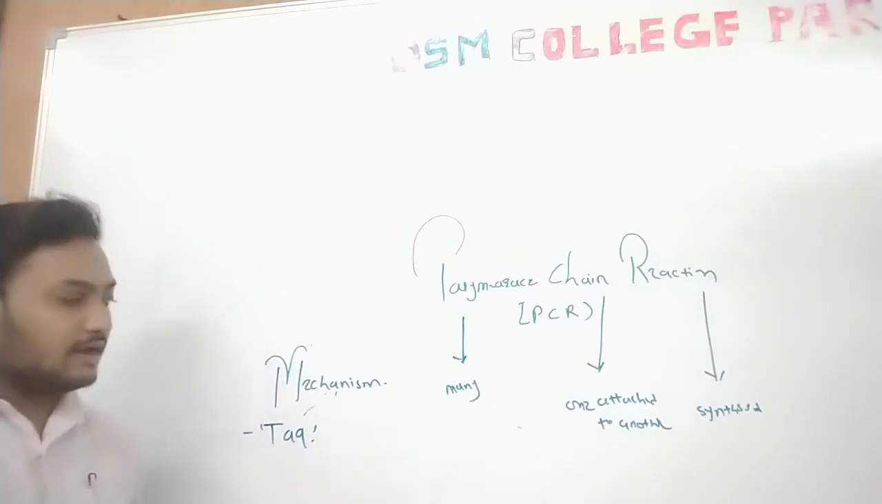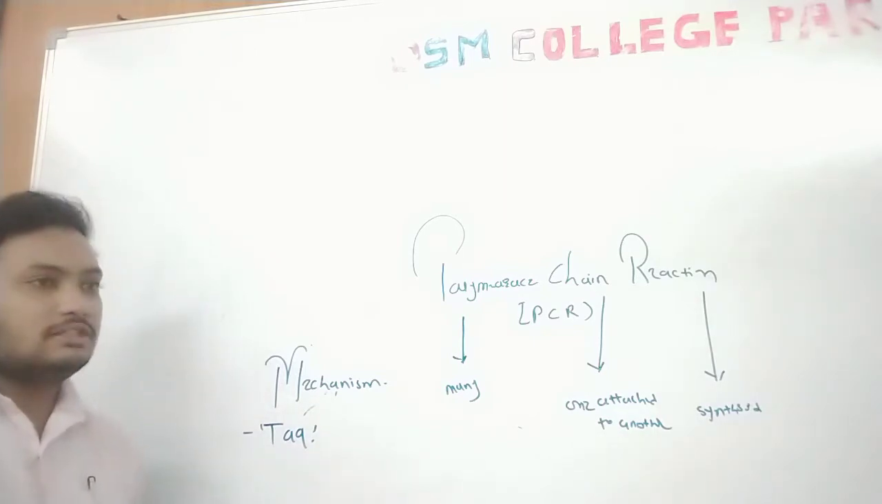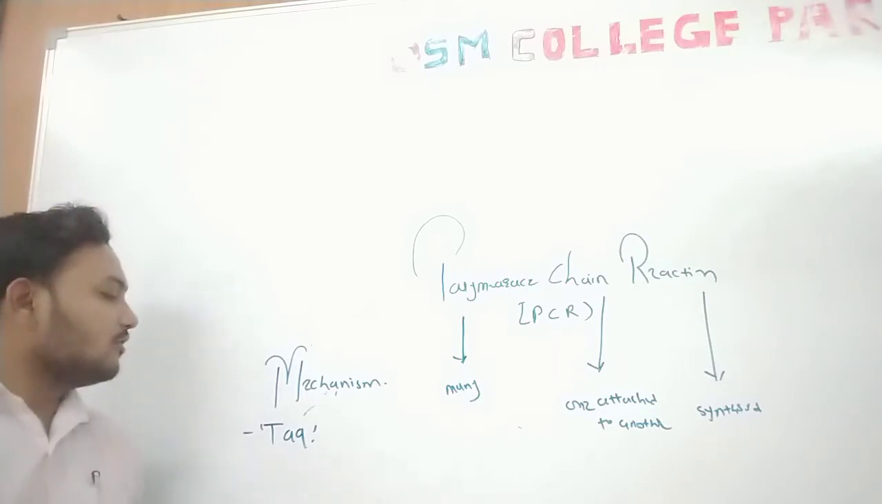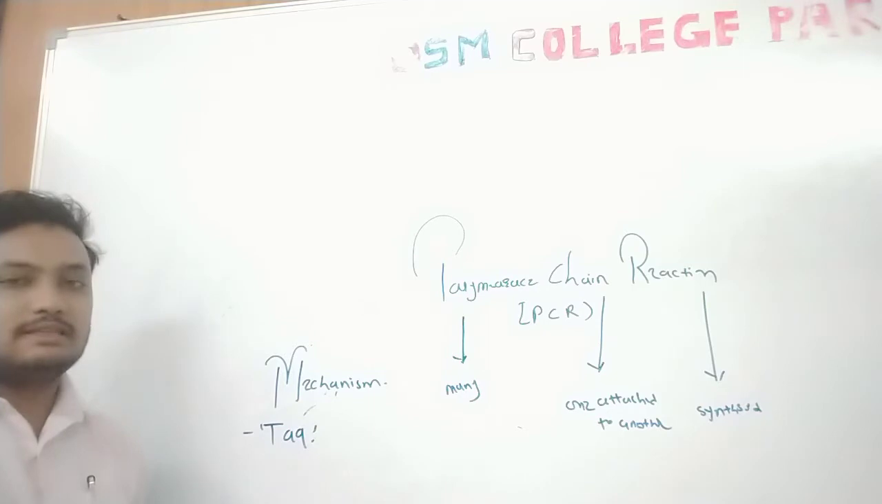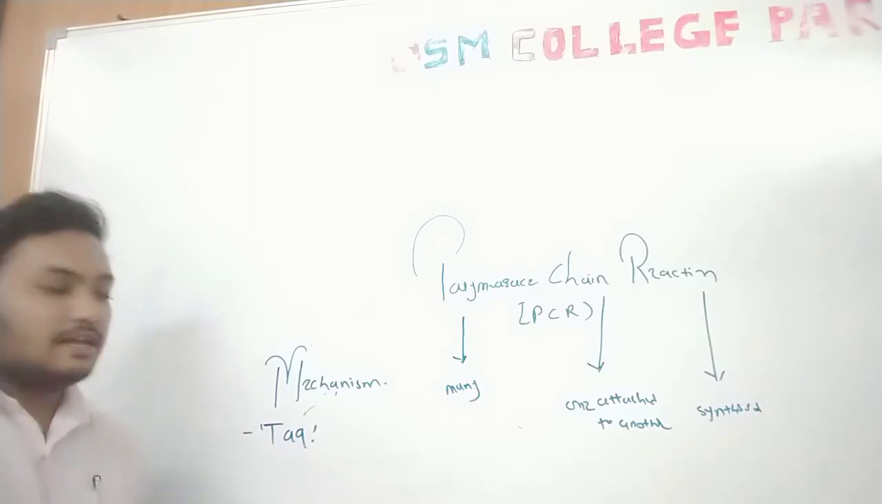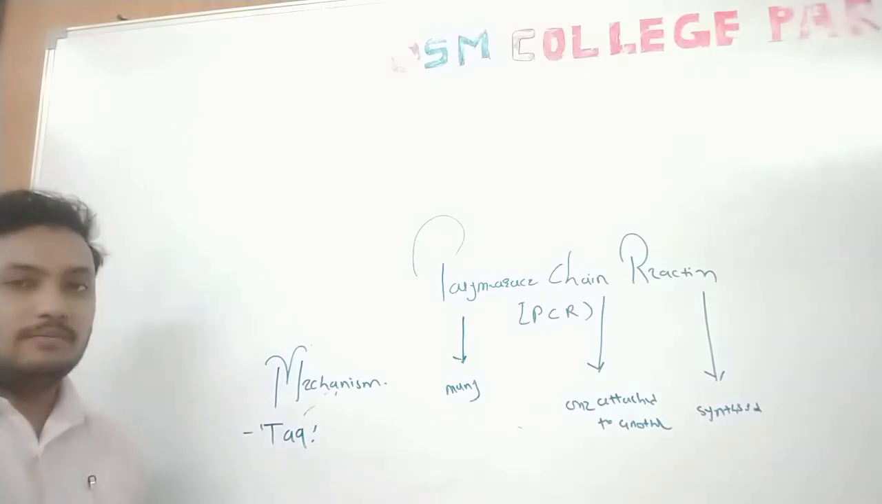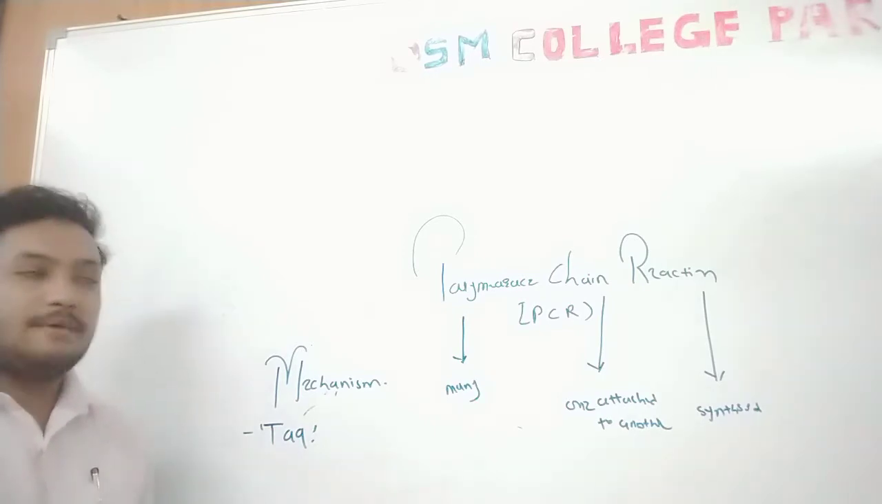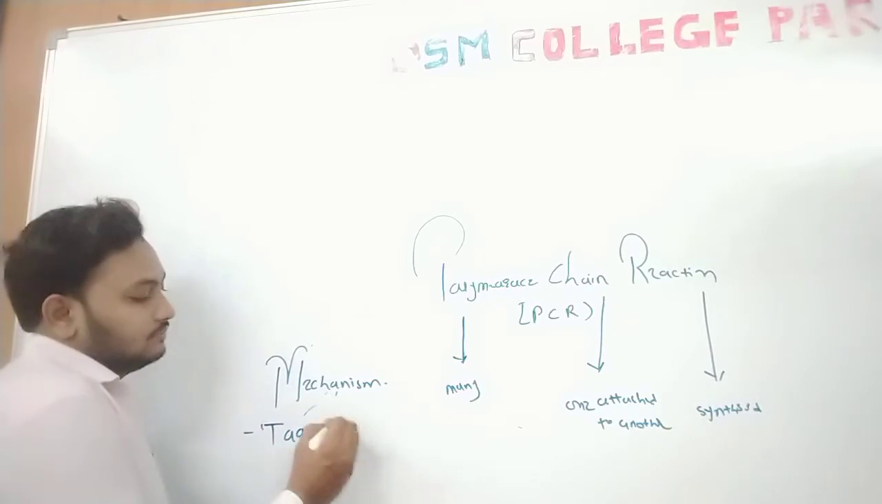So first in the mechanism, Taq polymerase is used. What is Taq polymerase? Taq polymerase has the same activity as the other polymerases, but its important property is that in the polymerase chain reaction, as we will also discuss later, higher temperatures are used. So Taq polymerase is a thermostable polymerase.